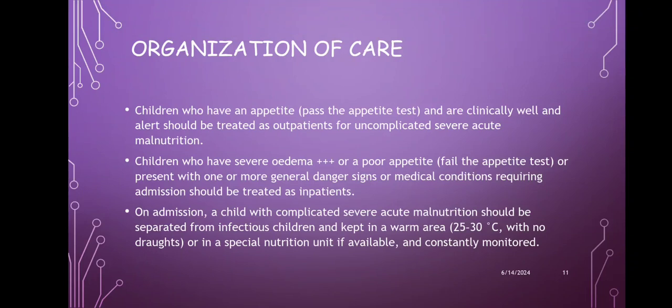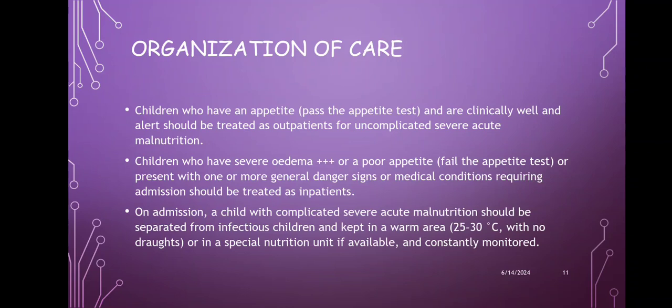So we start with conducting an appetite test on patients that we suspect or that we know have severe acute malnutrition. If the patients pass the appetite test and they're clinically well and alert, they should be treated as outpatients for uncomplicated severe acute malnutrition. Children who have severe edema or poor appetite, that is, the ones that fail the appetite test, or present with one or more general danger signs or medical conditions requiring admission, should be treated as inpatients.